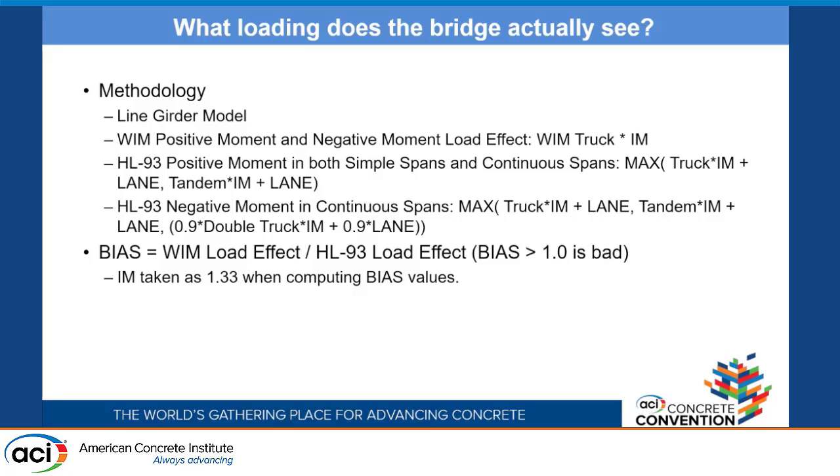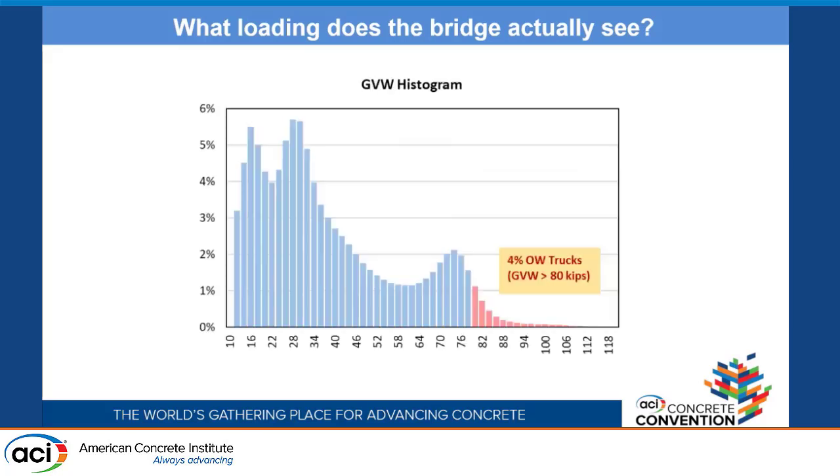So then to get the bias factor, we looked at the HL93 design moment that you would use, both for positive and negative moment. And then we divided the WIM load by the HL93 load, and anything greater than 1.0 means that the weight of that one vehicle exceeds the design load from AASHTO.